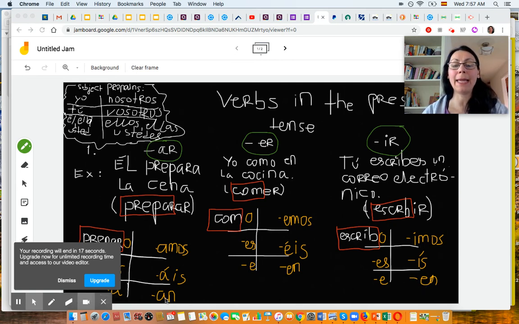caminan por la calle. So I was using caminar, which is an AR verb. So you would use this ending here. Or you can say, María y José escriben un correo electrónico. Okay, guys. Next, we're going to see the yo-go verbs.